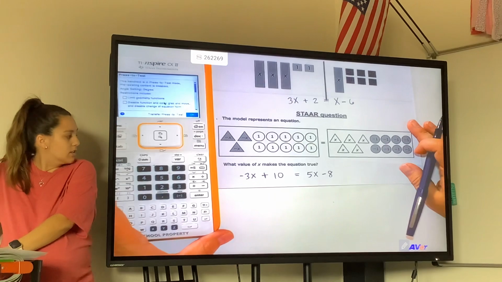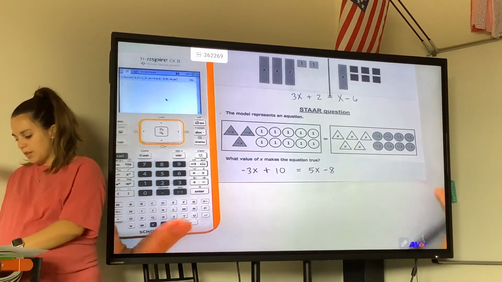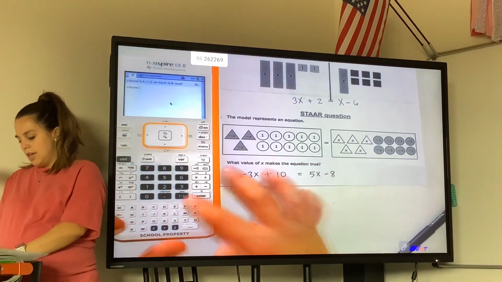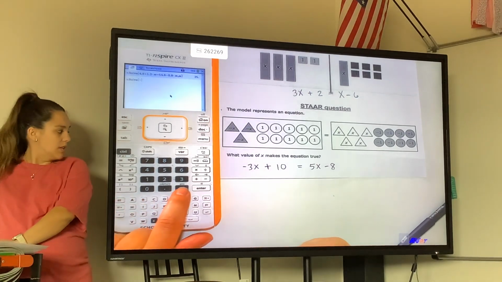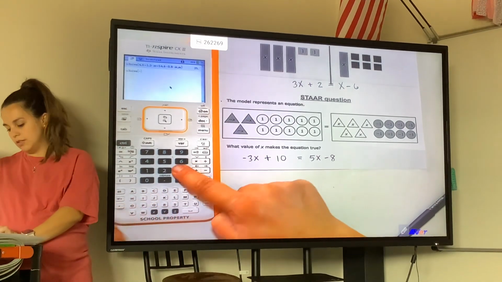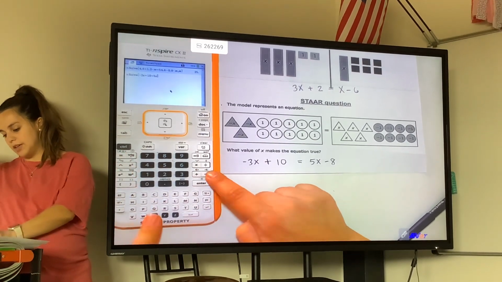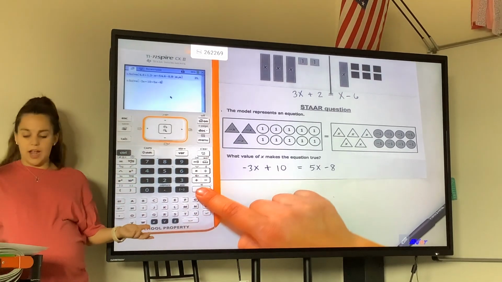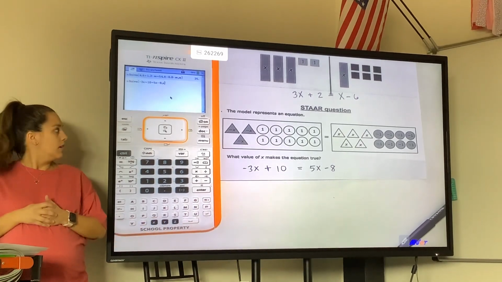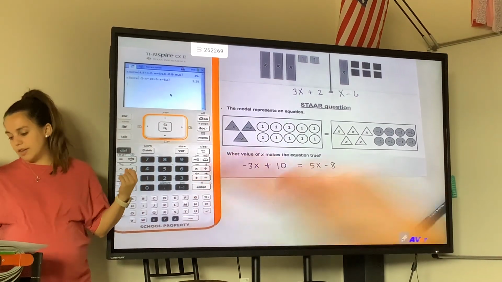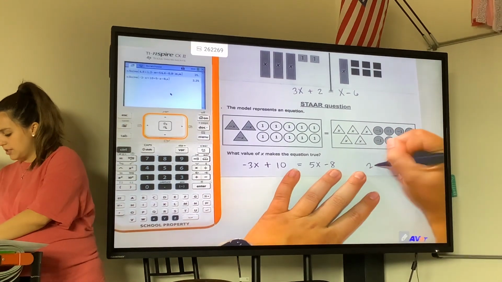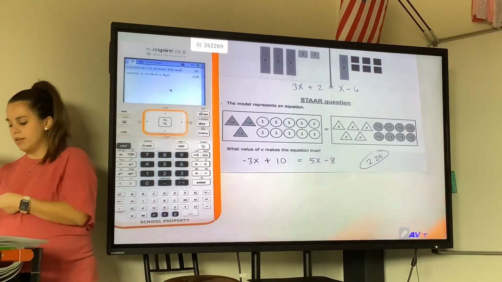Here is our equation solver. Menu 3-1 is the code. That is a negative with the actual negative button. 3X plus 10 equals 5X minus 8. Before I press enter, I have to put comma X. It'll tell the calculator to find the letter that I want. And the answer for this is 2.25. The end.